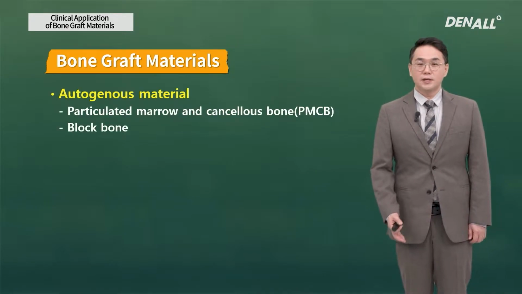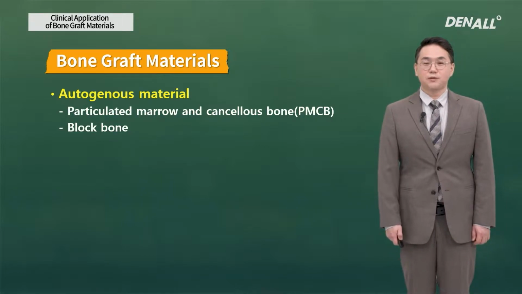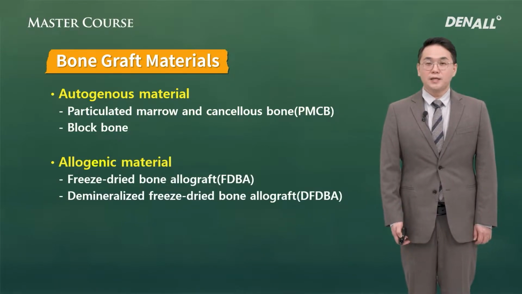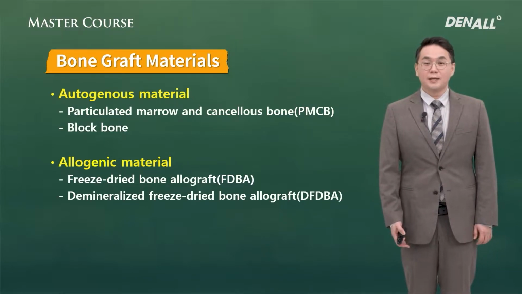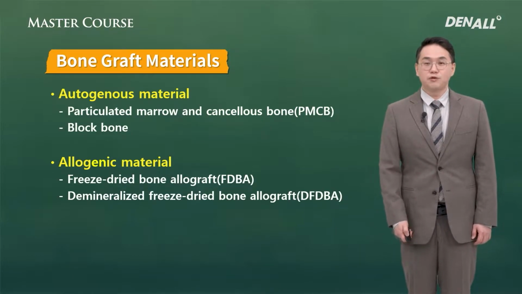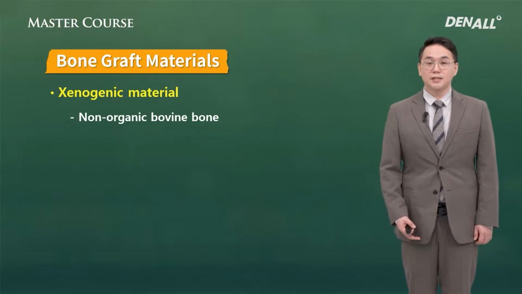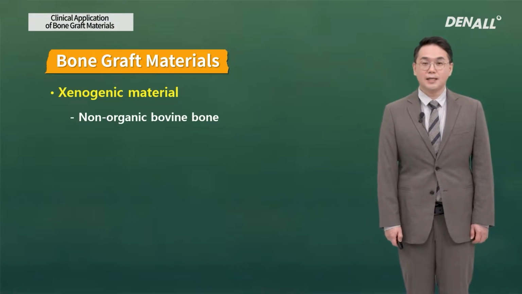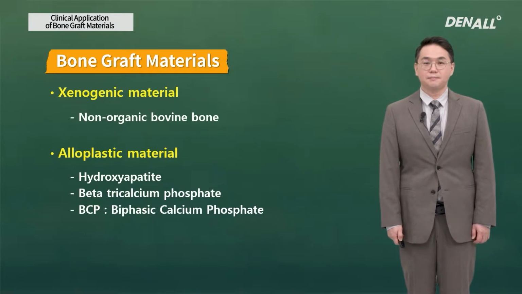Autogenous bone material can be classified into block bone or particle bone depending on how they are harvested. Allograft can be divided depending on how to remove antigenicity. After removing it, depending on how to treat the particles, the bones can be in different categories. Next, xenograft. It can be categorized depending on the method of removing the organic material. Alloplastic material can be in different categories depending on the composition.